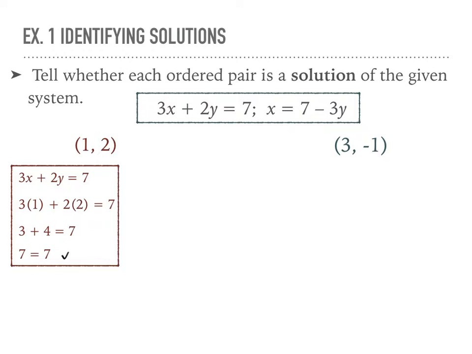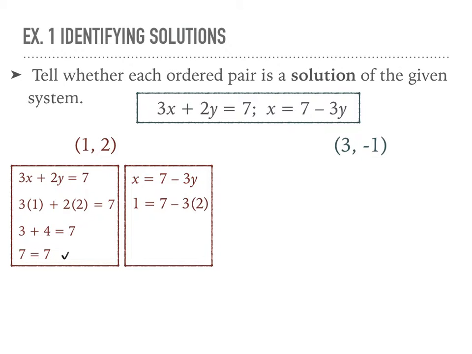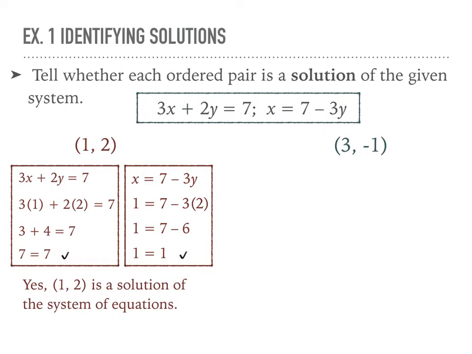Now let's plug those same x and y coordinates into the second function. So we'll have 1 equals 7 minus 3 times 2. Let's simplify the right-hand side. Notice this is also a true statement. Therefore, (1, 2) is a solution of the system of linear equations.